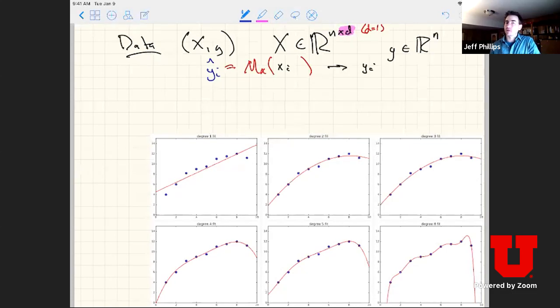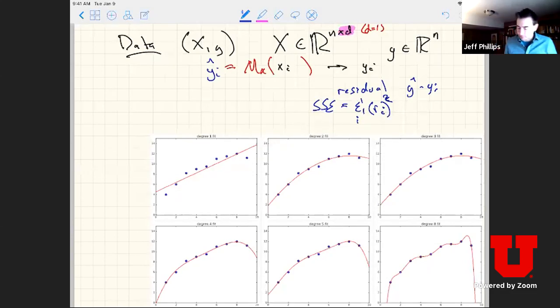We want yi hat to be close to these yi's, right? And we talked about measuring this with the sum of the squared errors, where we get a residual, which is yi hat minus yi, and we want the sum of these squared residuals, our sum of squared errors, to be as small as possible. So we want to find a model that's as small as possible, okay?